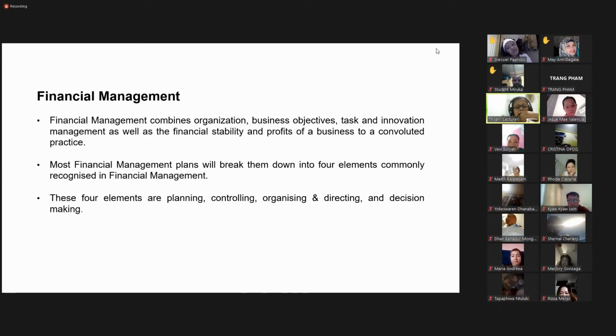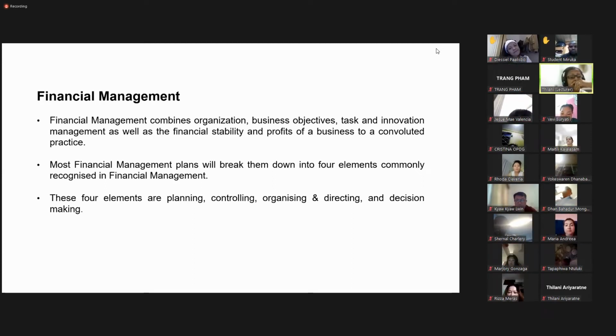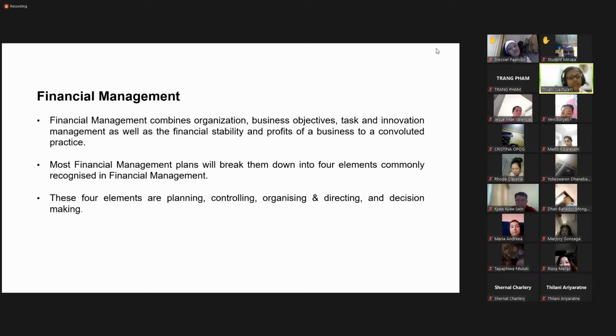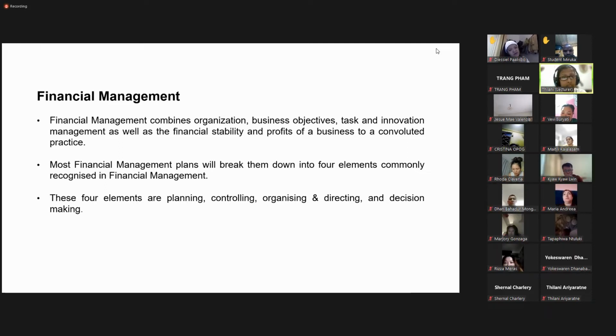The task, the business objectives, innovation management, and you also take into account the financial stability and profits of the business. So most financial plans will segment or break it down into further elements so that it can be managed well, you can recognize it better, and manage the financial side of it.